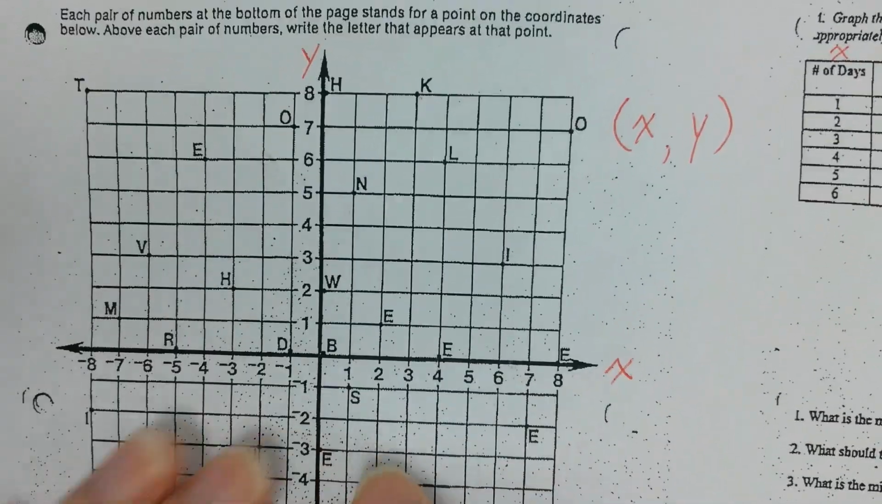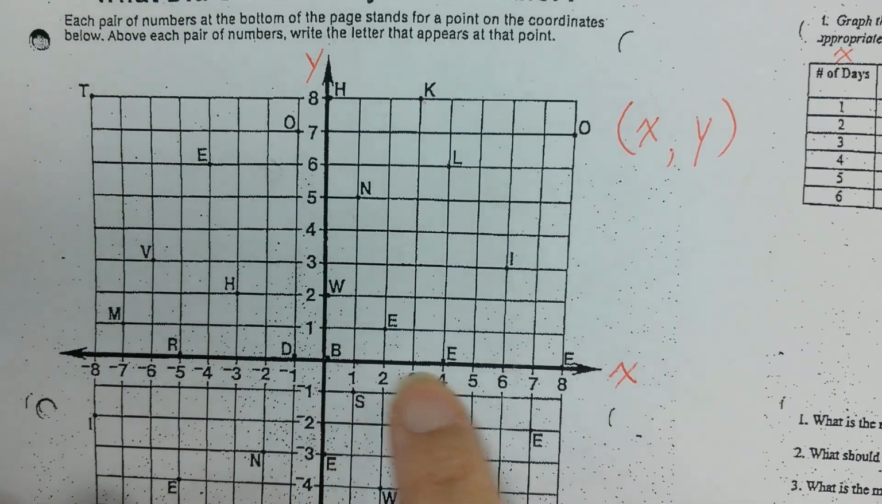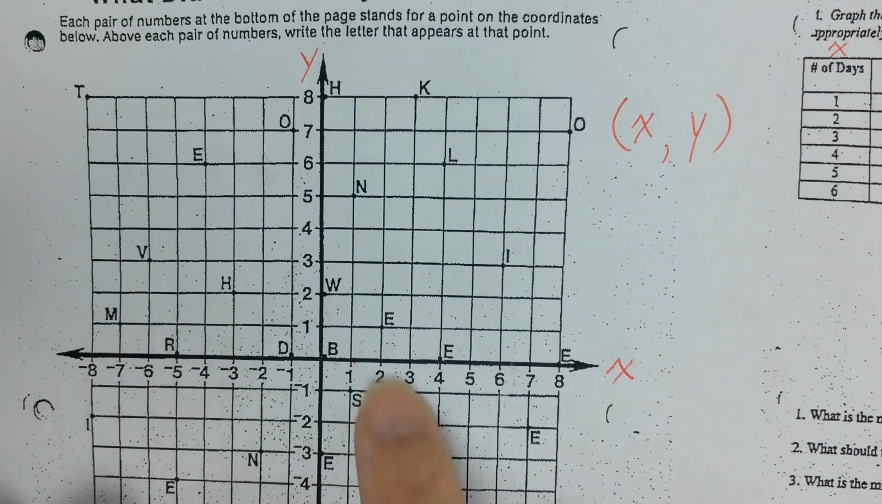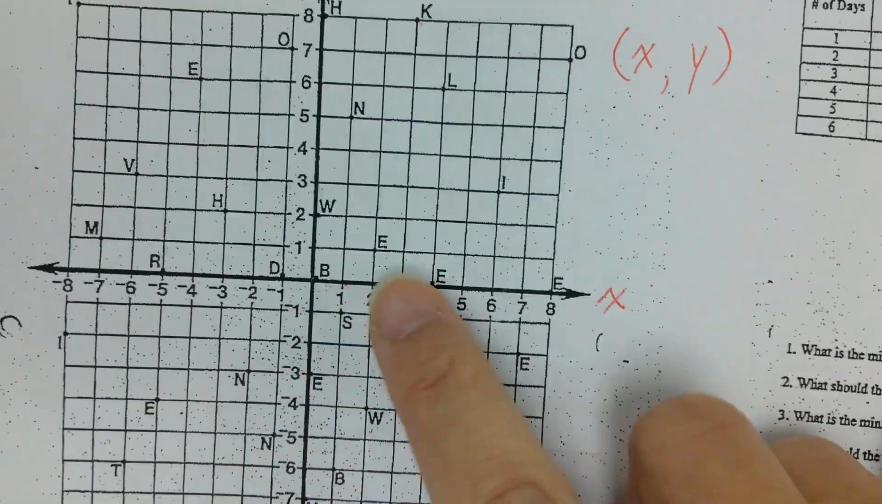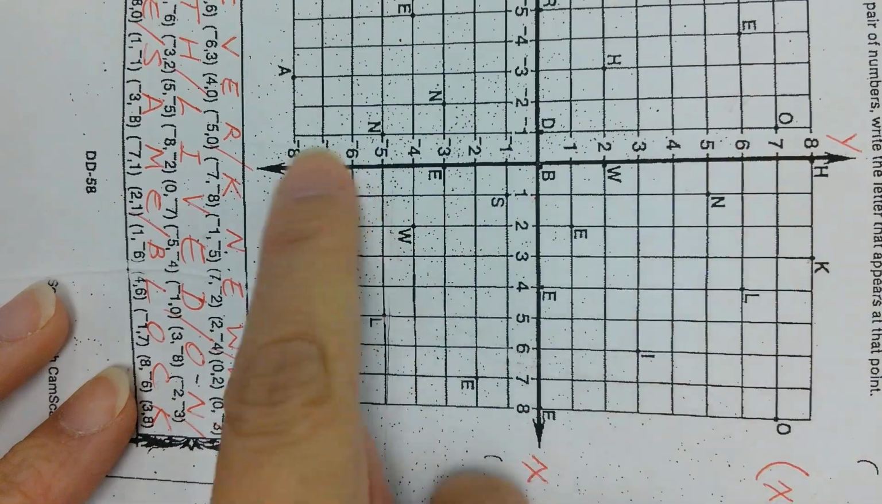Okay. Remember that the middle right here, your origin, is always 0, 0. And then this part is positive, positive, and then negative, negative. Okay. Think of it as a number line. This is a number line, and this is a number line.